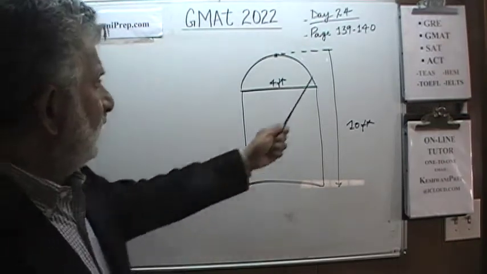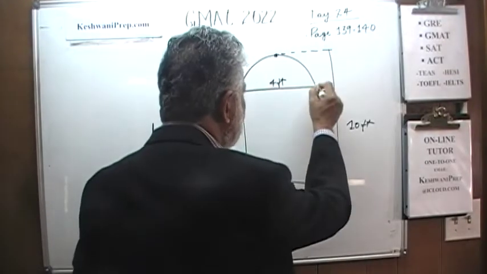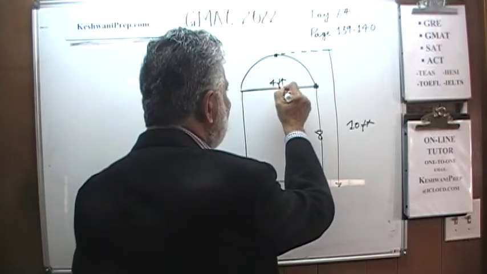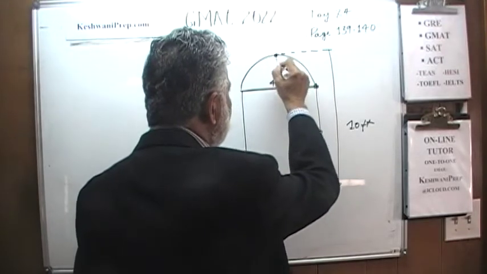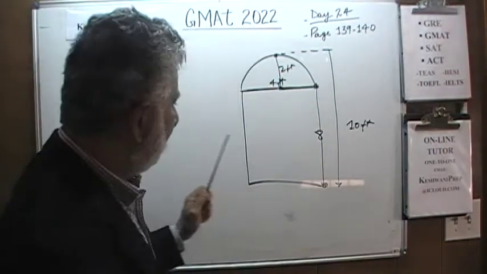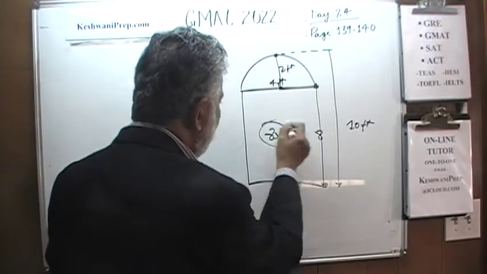Well, if this is 10 feet, then this must be 8 feet from here to here, because the diameter is 4 feet, which means the radius is 2 feet, which means from here to here is also 2 feet. I'm explaining too much here. So that's 8 feet. So that's very simple. It's just 8 by 4.